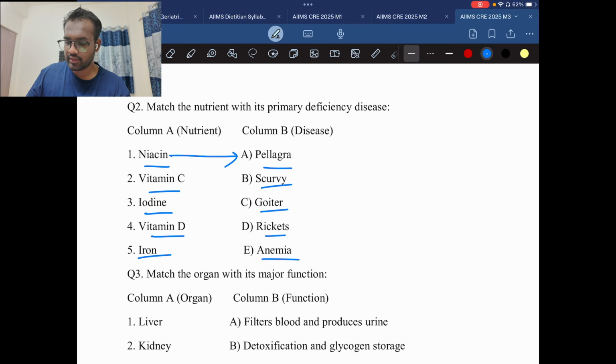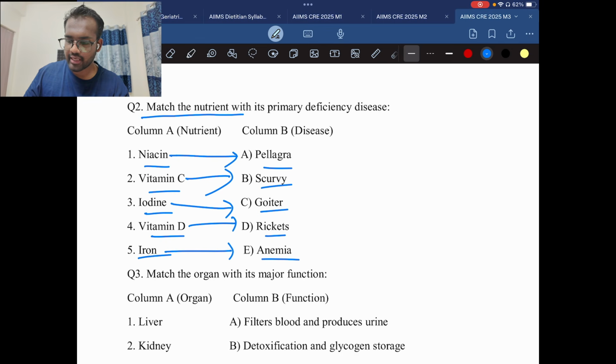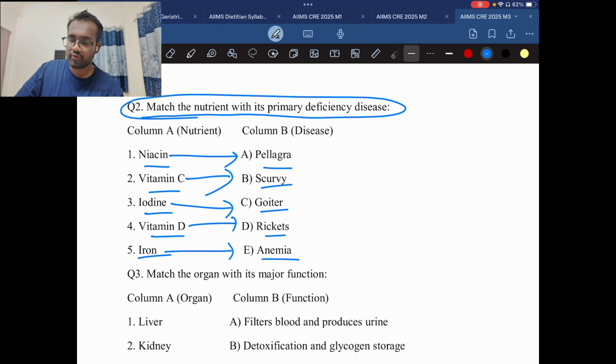Deficiency of vitamin C causes scurvy. Deficiency of iodine causes goiter. Vitamin D deficiency causes rickets, and iron deficiency causes anemia. Okay, it's there itself. And the question they have asked: match the nutrients with the primary deficiency diseases. So you need to read the question also before answering it.